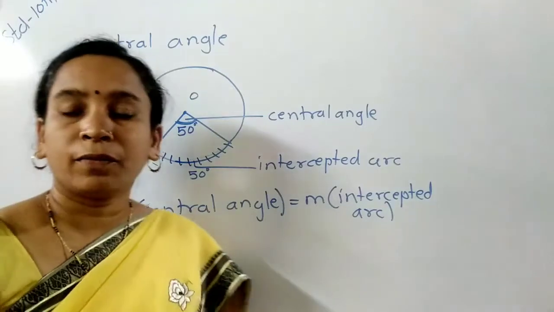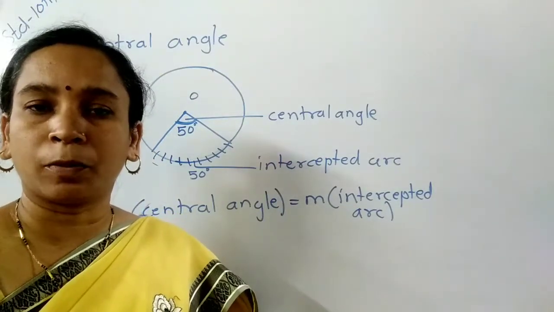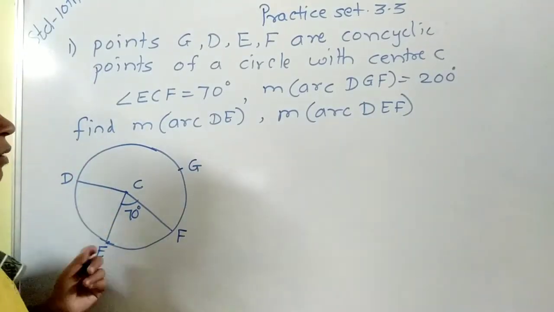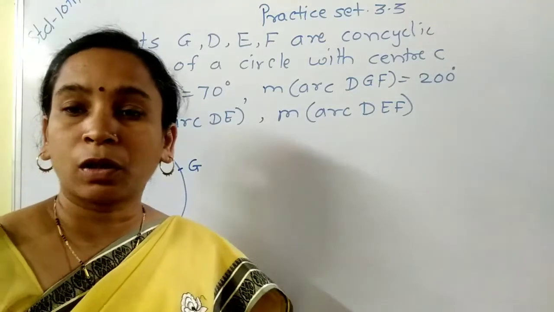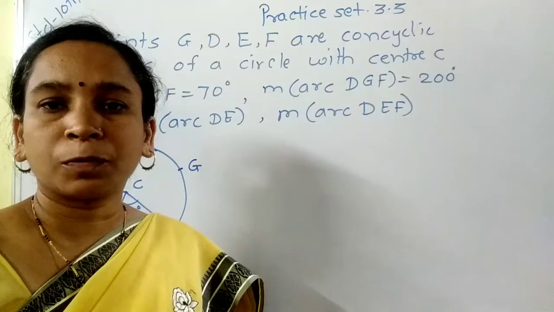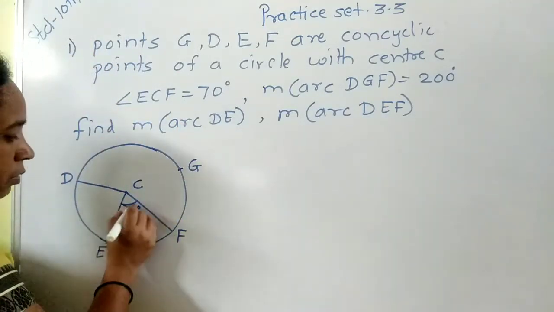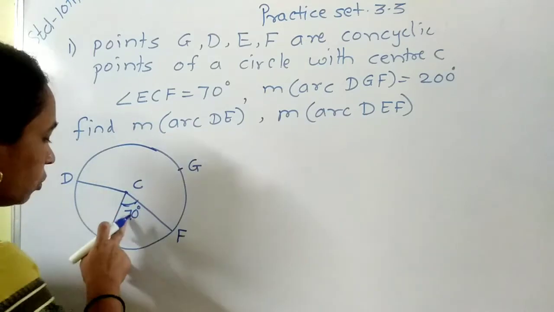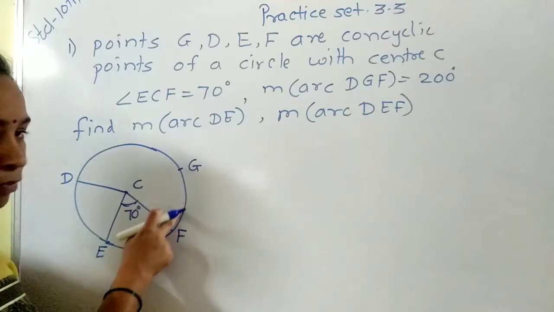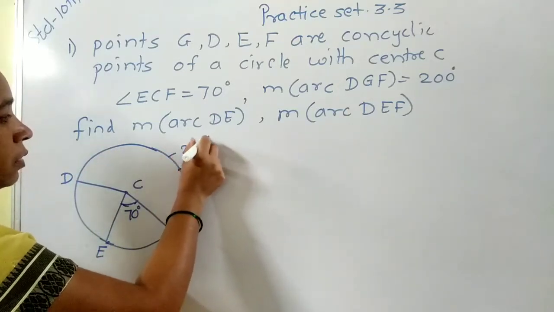Based on it, we are going to solve the practice set 3.3. So let's start. First example: G, D, E, F are called concyclic points. Concyclic points means all these points lie on the same circle. Angle ECF is a central angle, and this angle is 70 degree. Measure of arc DGF is 200 degree.